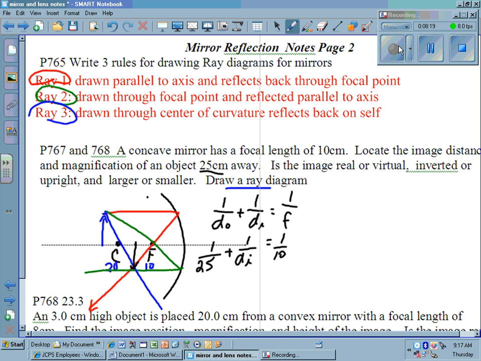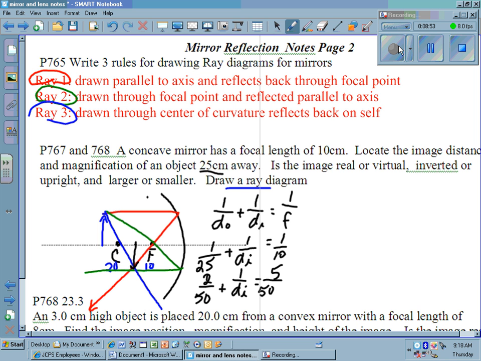So let's find a common denominator. For 25 and 10, what would be a common denominator? Something like 50. Good job, Morgan. I got 50 there, plus 1 over di. I'm sorry, this would be 2 over 50 equals 5 over 50. So hopefully we all remember how to get common denominators. If I multiply the 25 by 2, that gives me 50, so I have to multiply the top part too. So 1 over 25 is the same thing as 2 over 50. If I multiply the 10 by 5 to get 50, I have to multiply the top by a 5 also, so that gives you 5 over 50.